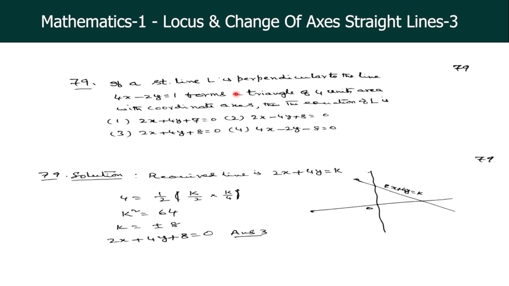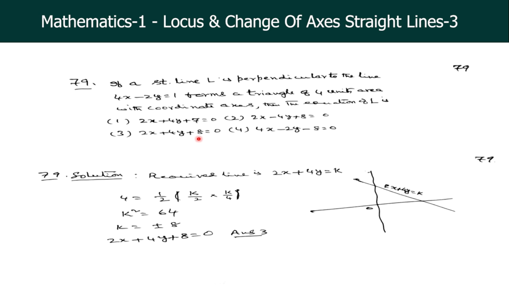If a straight line L is perpendicular to the line 4x - 2y = 1 and forms a triangle of 4 units area with the coordinate axes, then the equation of L is: 1) 2x + 4y + 7 = 0, 2) 2x - 4y + 8 = 0, 3) 2x + 4y + 8 = 0, 4) 4x - 8y - 8 = 0. Okay? Right.